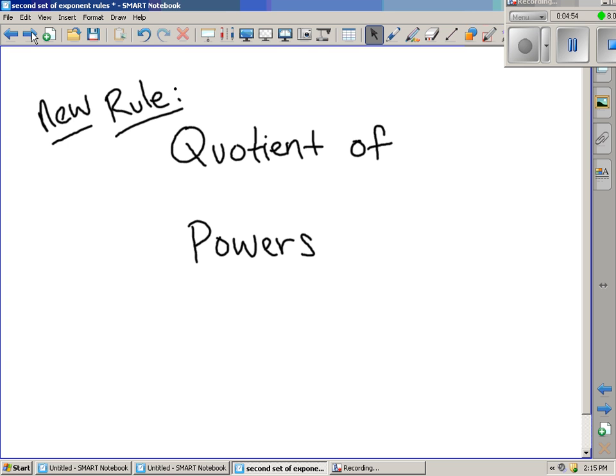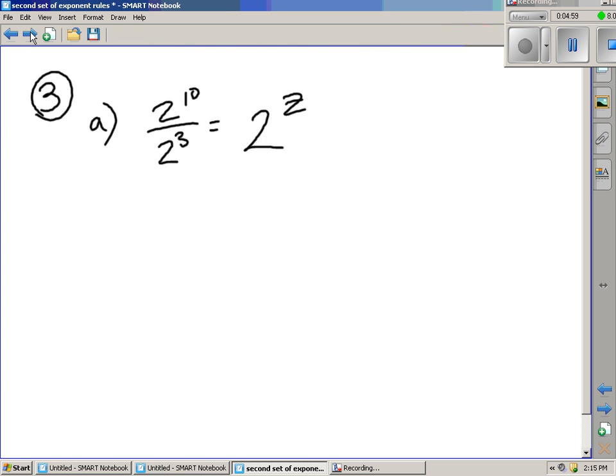All right, now it's time for a new rule. The last one was just an application of a rule that you had learned previously. And in this example, we're going to learn a new rule.